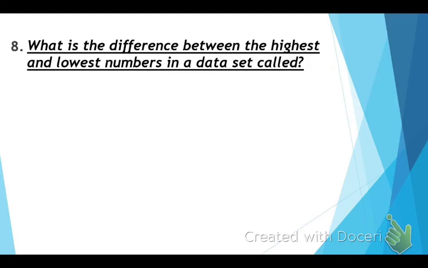Number 8, this is one of those vocab terms. What is the difference between the highest and the lowest numbers in a data set called? Remember, as you guys are reviewing and studying, go over that section on your green notes about important information. The range is what we would call the difference between the highest and lowest numbers.